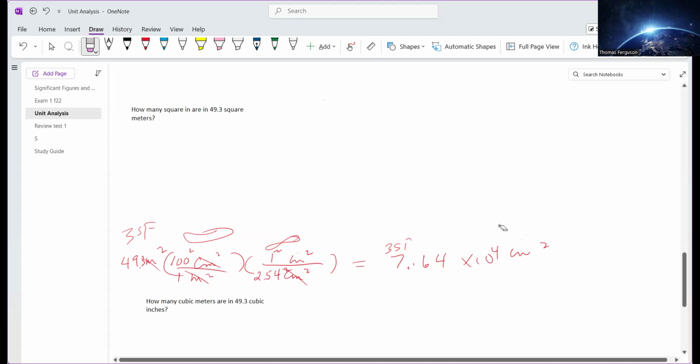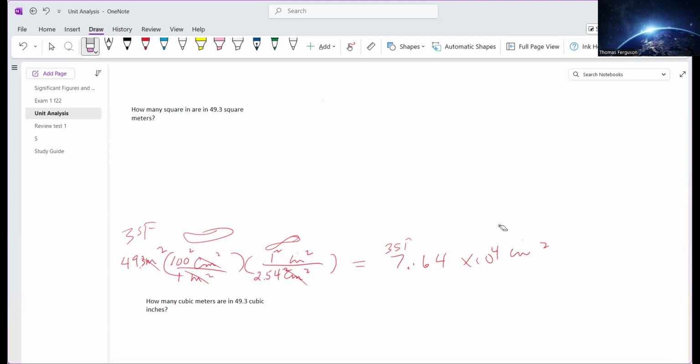Your last lab, by the way, is going to be an acid-base titration. And the indicator we're using is called phenolphthalein. And when you get to an endpoint, it turns bright pink.